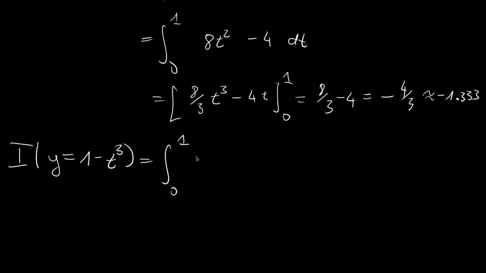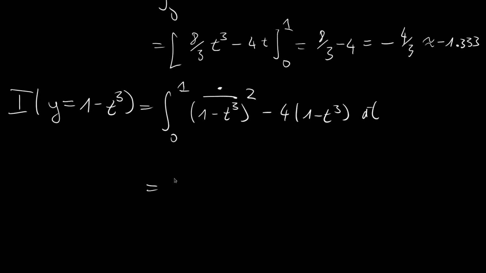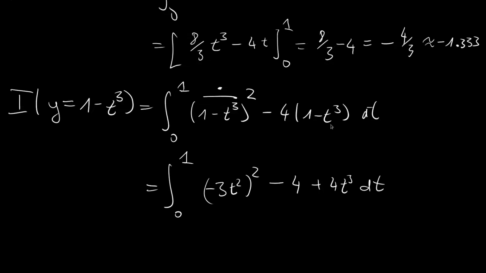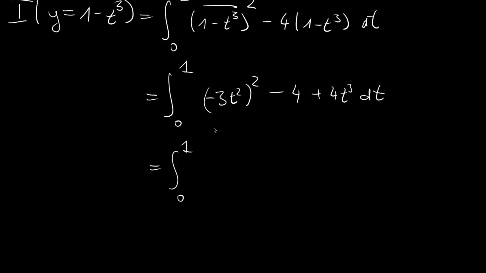And the integral from 0 to 1 of the bracket 1 minus t to the power of 3, take the derivative, square it, minus 4 times 1 minus t to the power of 3 dt. Okay, keep the integral, then take the derivative, which will be minus 3t squared. Then we square this, minus 4 plus 4t to the power of 3 dt. Then we get the integral from 0 to 1, and we have 9t to the power of 4 minus 4 plus 4t to the power of 3 dt.